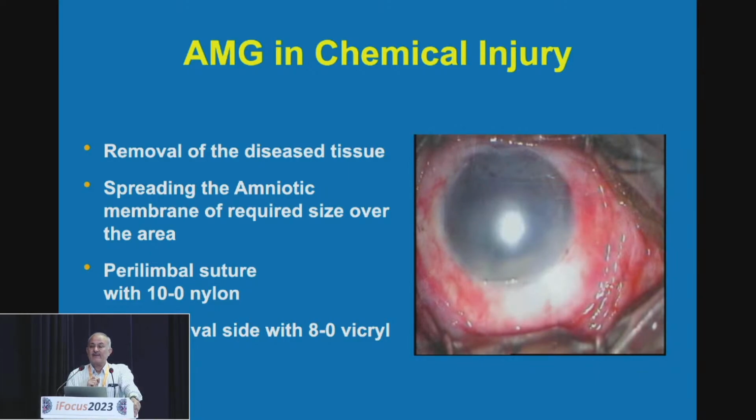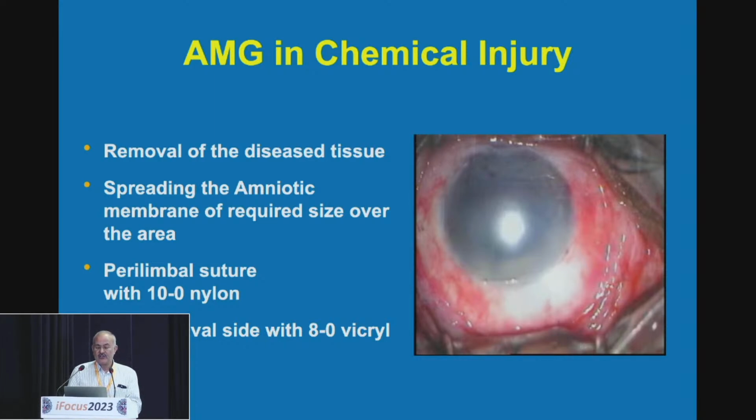So in acute chemical burn, you remove all the dead and necrotic tissue, the dead necrotic conjunctiva. And how do you know whether conjunctiva is dead or not? When you are cutting, if there is bleeding, that means there is viable tissue. If there is no bleeding, that means it's dead and necrotic. So you keep cutting until you induce bleeding.